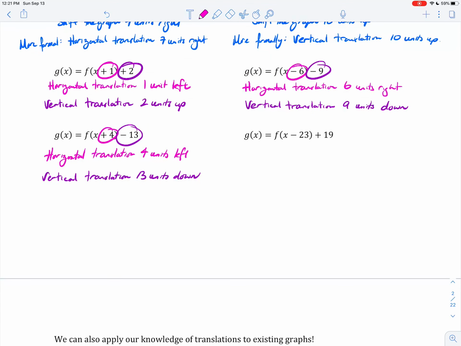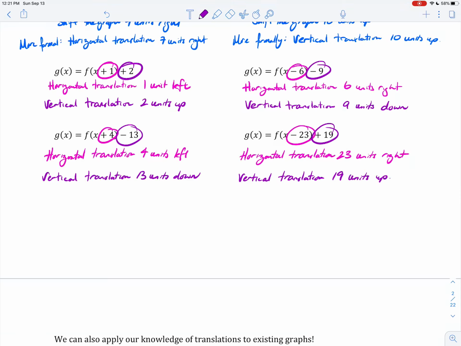And this final one, that's a minus 23, which means we're moving right. And then this plus 19, vertically, we're going upward. And that's that.